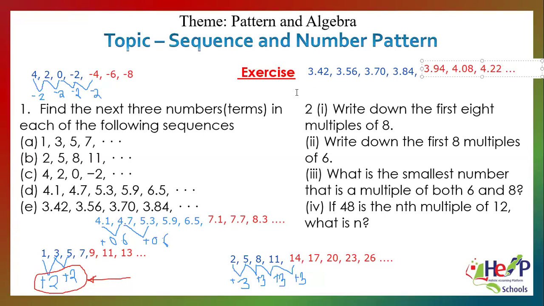And what is the rule you're using to get those values? I added 0.14 to every number.